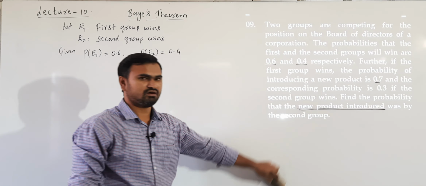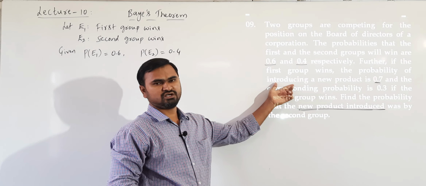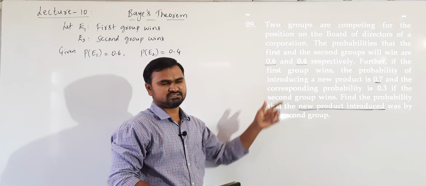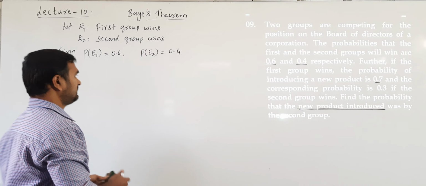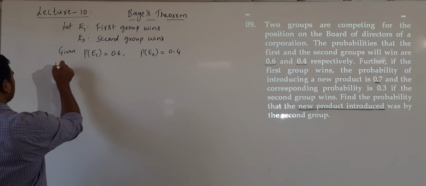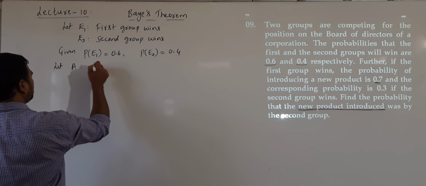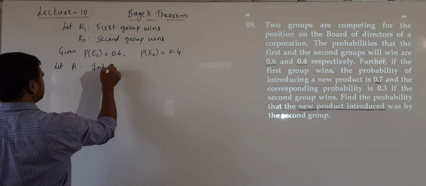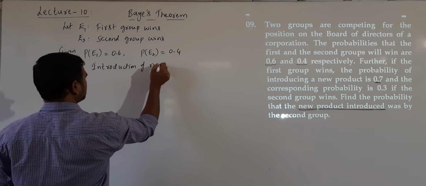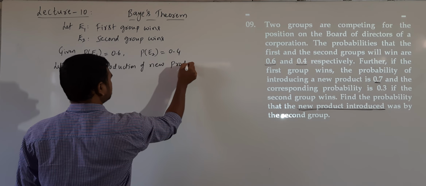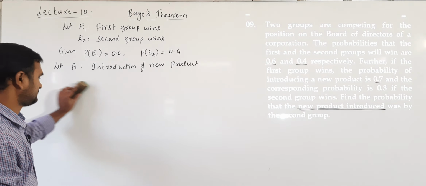Now we have to define a common event. What is the common event here? Introduction of new product. So this is the common event which may occur in E1 or it may occur in E2. Let A be the event, introduction of new product.